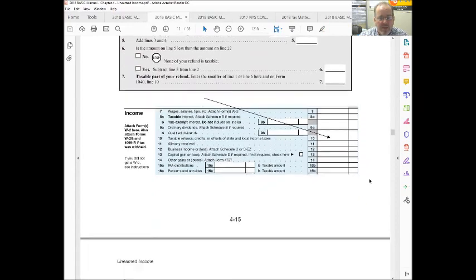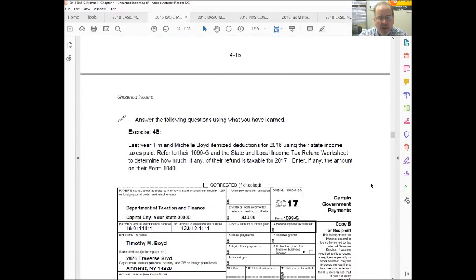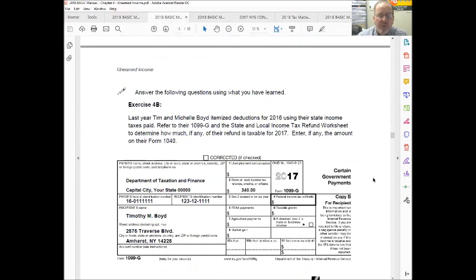All right. And again, if we have an individual that does not itemize, so they did not itemize the previous year, they do not have to claim that state or local income tax refund, okay? So they don't have to claim it.